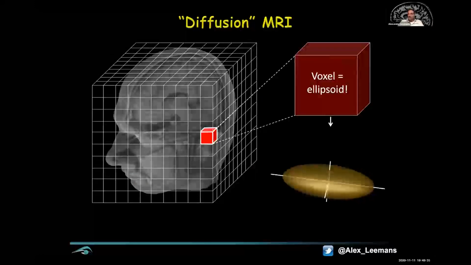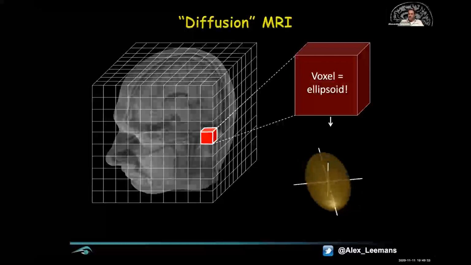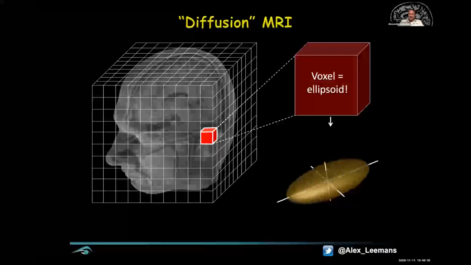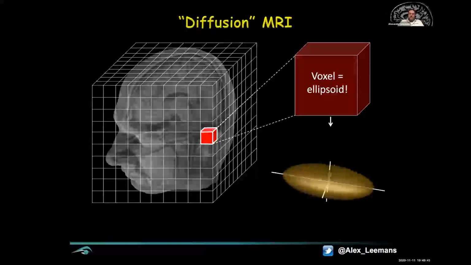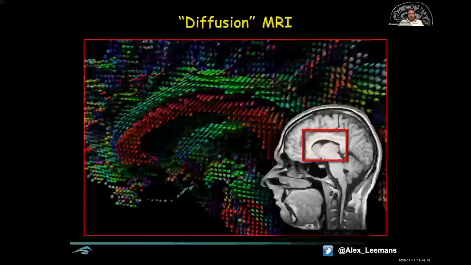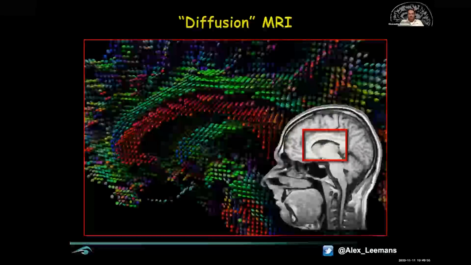And by doing so, we can basically model, for each voxel, each three-dimensional pixel, the three-dimensional orientation of the diffusion. If you do that, then we get an image like this, right? So it looks kind of like a candy store, right? All these M&Ms, but these are basically ellipsoids describing the Gaussian diffusion process.